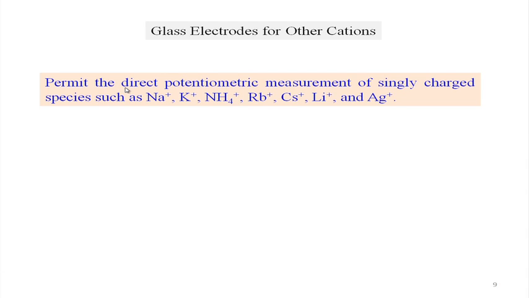So, as I told you, you can determine the corresponding concentration of your calcium as well as of your nitrate. A similar arrangement, which is valid for the hydrogen ion, can also be available for direct potentiometric measurement of singly charged species, such as sodium ion, potassium ion, ammonium ion, rubidium ion, cesium ion, lithium ion and silver ion. So, the very basic idea will be utilized for the determination of these ions.